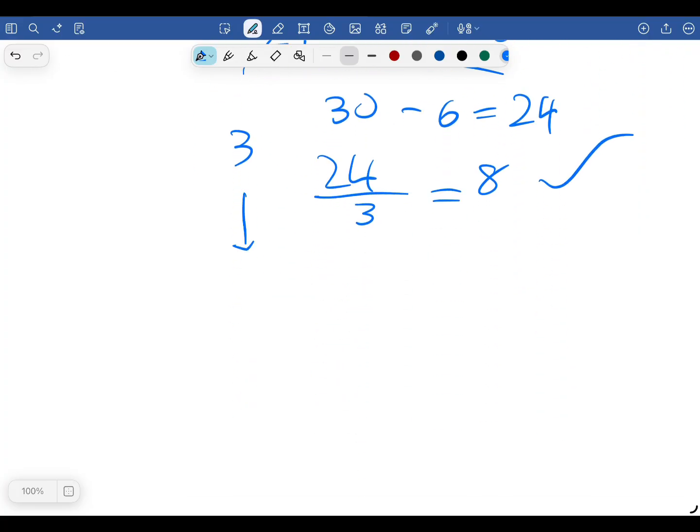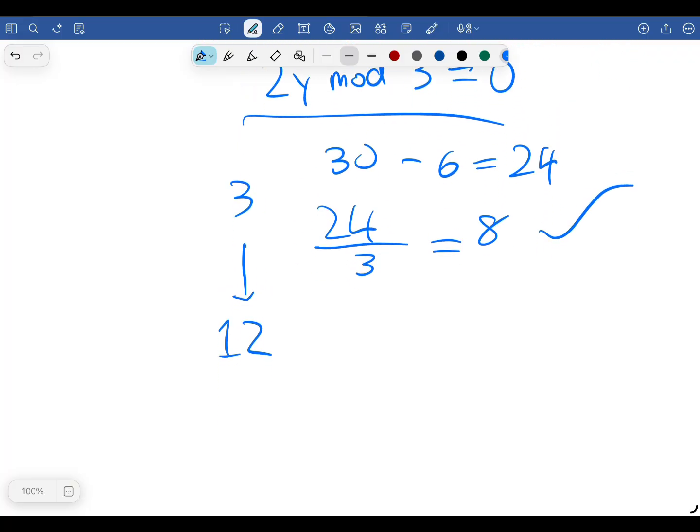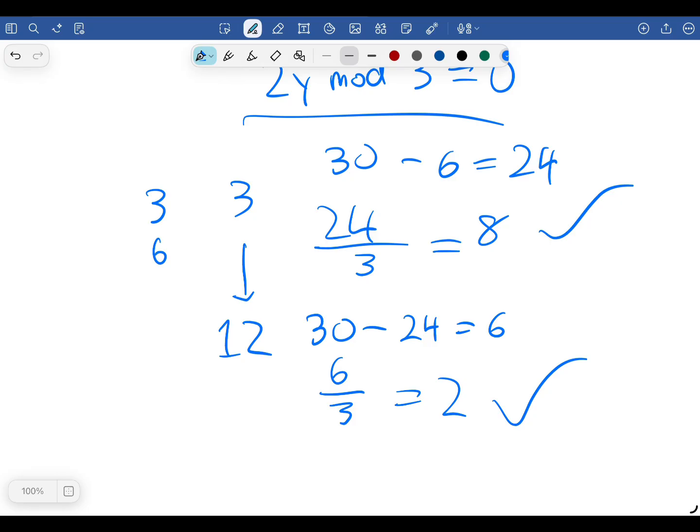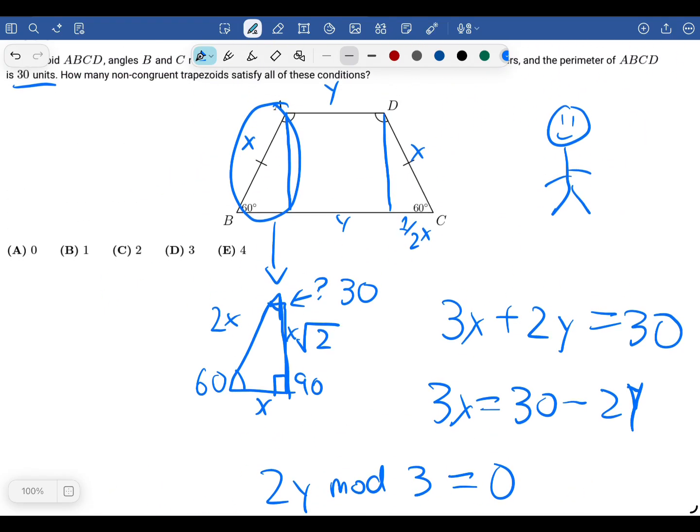And we know that the maximum would be 12. I know this because 30 minus 24 would be equal to 6, and then 6 over 3 is 2. And that would be the least possible amount before it hits 0, and we don't want it to hit 0. And between 3 and 12, we have 4 multiples: 3, 6, 9, and 12. So therefore, our final answer would be 4.